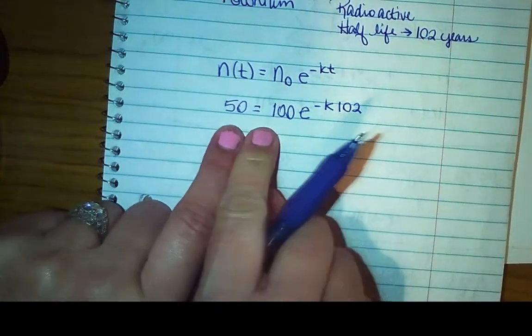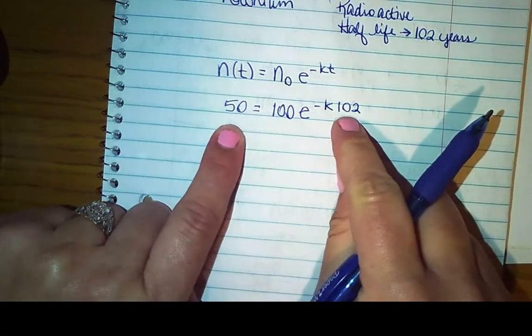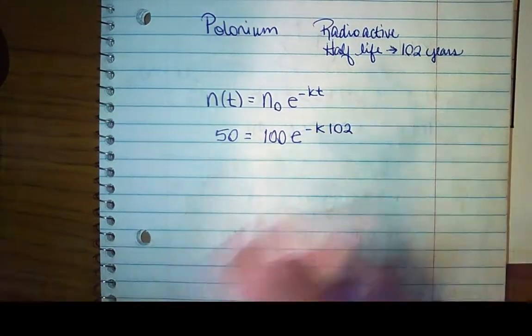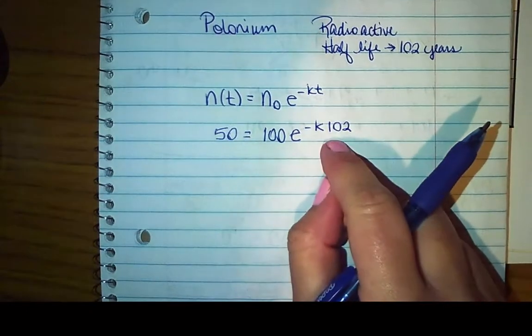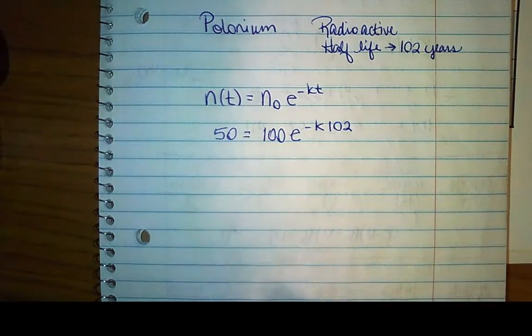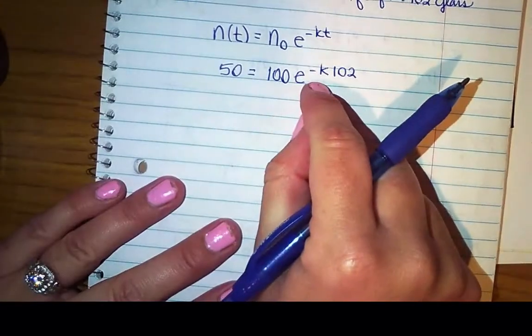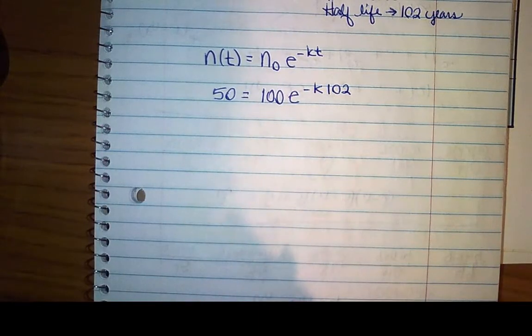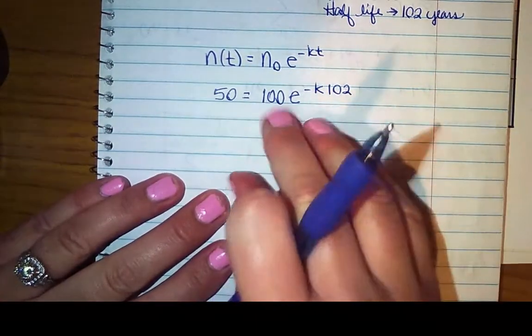So all that's going to be different for you is the 102, because for polonium the half-life is about 100 years. What that means is that after 102 years, it only has half of the radiation that it did at the start. So every 102 years, it will decrease in radioactivity by 50%. We want to solve for K because K is the constant that's going to be different for everybody. So I'm going to start getting rid of stuff.